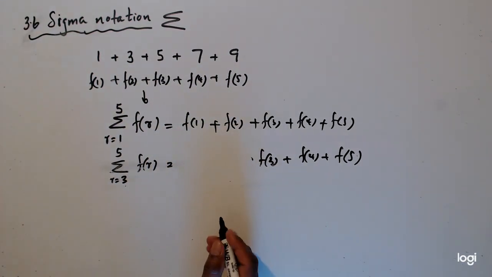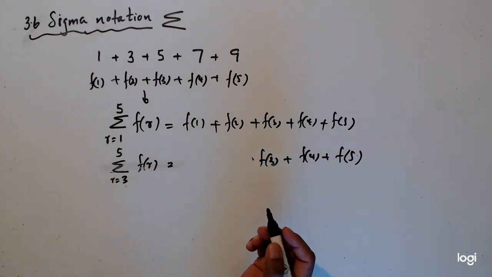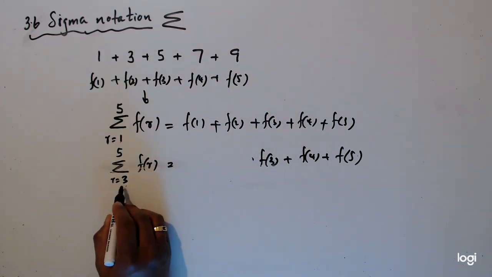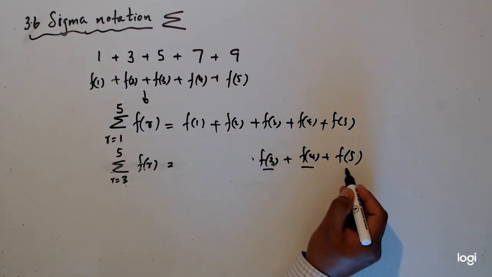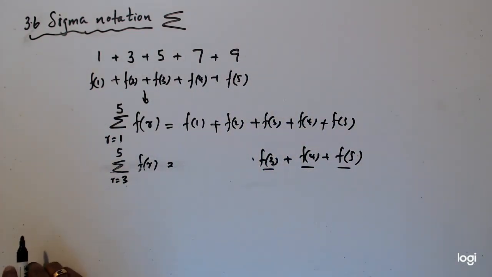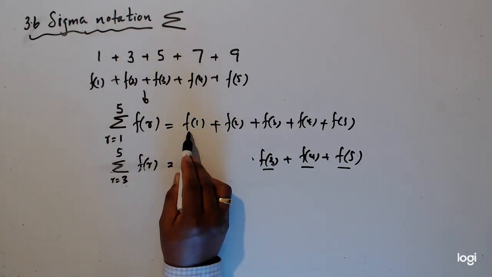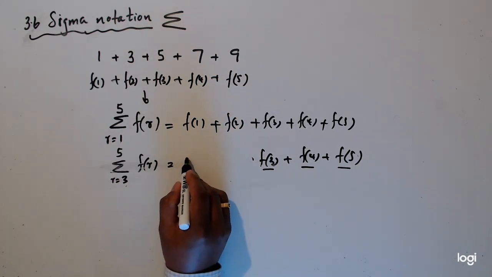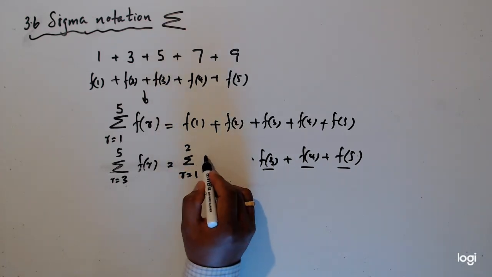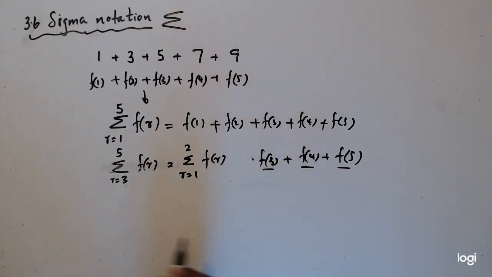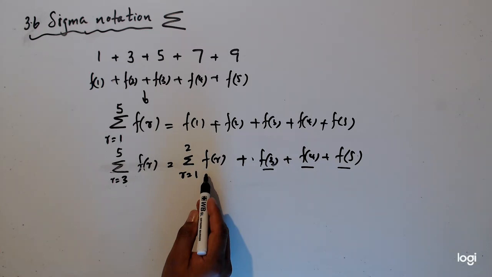Now, assume we want to find this one, R equal 3 to 5. We want to add F3 plus F4 plus F5. So we can find this one. Well, how do you write F1 plus F2? Summation R equal 1 to 2 FR plus. Now I'll bring this one to left side.